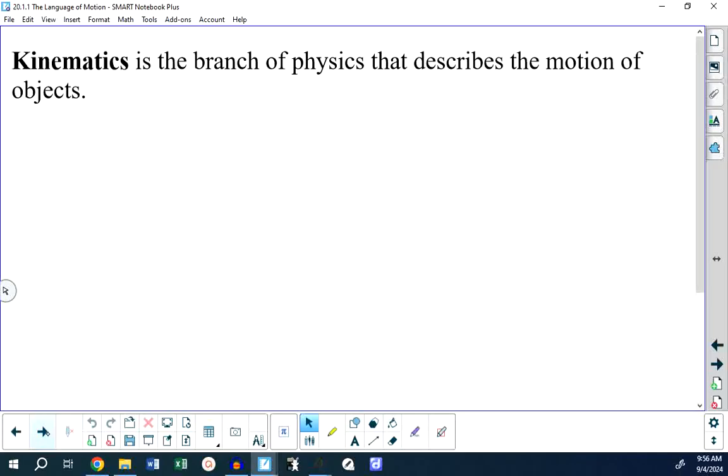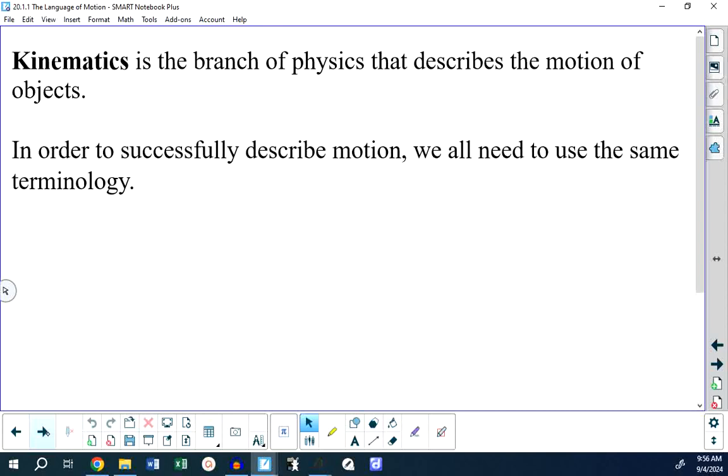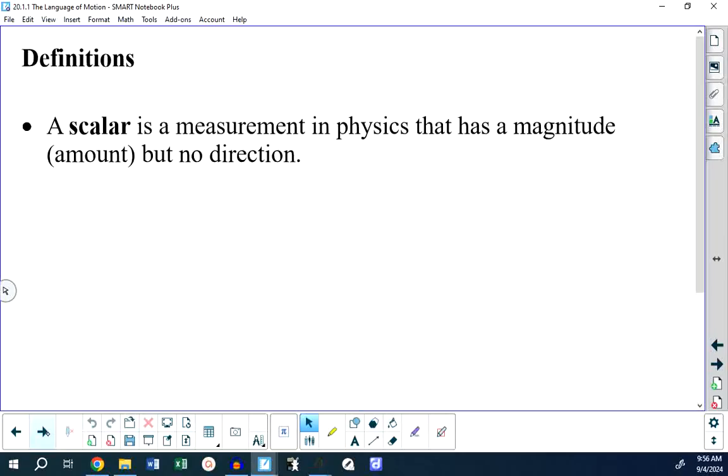So first of all, kinematics is a branch of physics that describes the motion of objects. Kinematics doesn't care about why objects move the way they do. Kinematics cares, and this is on page 1 of your unit handout, about using formulas or rules of kinematics to accurately predict what's going to happen. So again, in order to successfully describe motion, you need to use the same terminology.